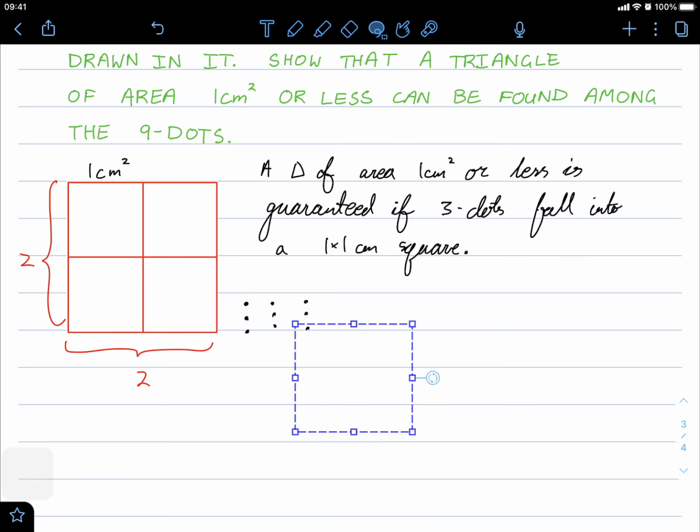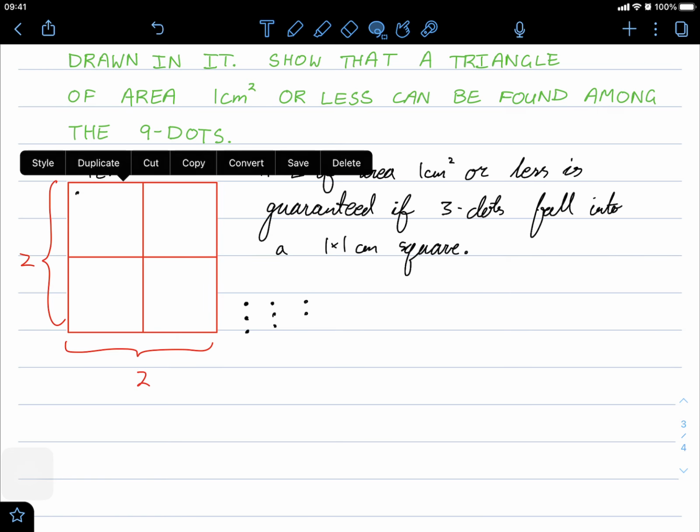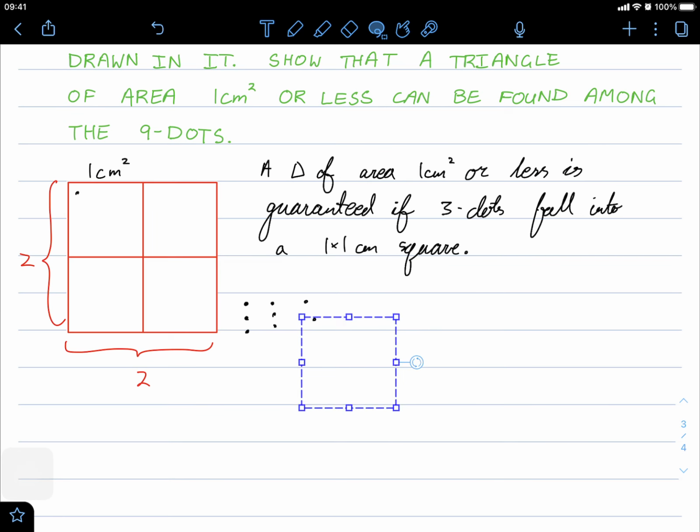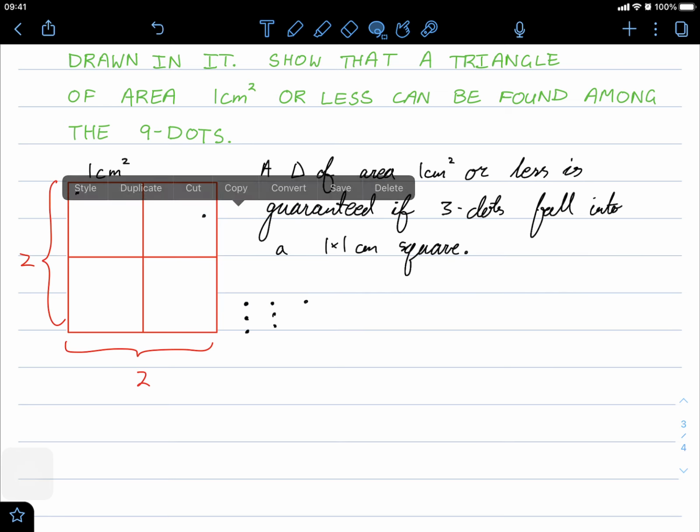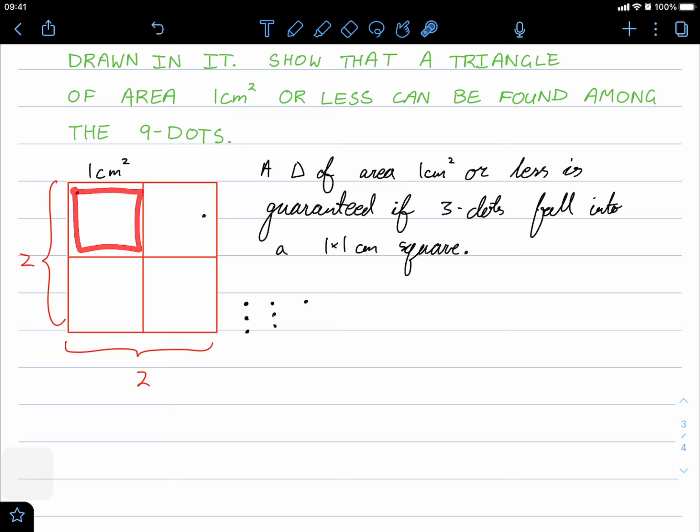So here's my first dot. Let's randomly place it in one of these. Here's my second dot. Let's randomly place it somewhere here. And let's try to give ourselves the worst possible chance, and try our best not to fill 3 dots in this square. So that's 2. Let's try to put 1 here. That's 3. There's 4. Here's 5. Here's 6. Here's 7.